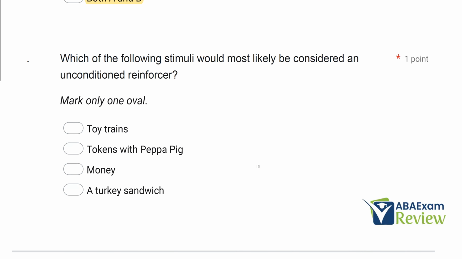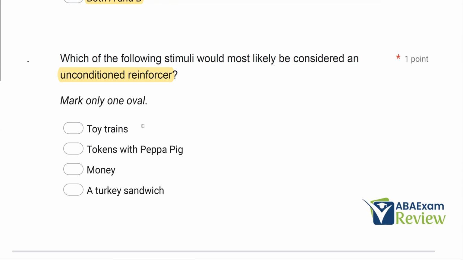Which of the following stimuli would likely be considered an unconditioned reinforcer? Let's finish off with an easier one. So we're looking for an unconditioned reinforcer. Let's think about conditioned reinforcers. Conditioned reinforcers are stimuli or items that are paired and they develop reinforcing properties. Unconditioned means there is no training involved, there's no learning involved. From the day we're born, these are reinforcers. Things like food, sleep, shelter, comfort, these kinds of things.